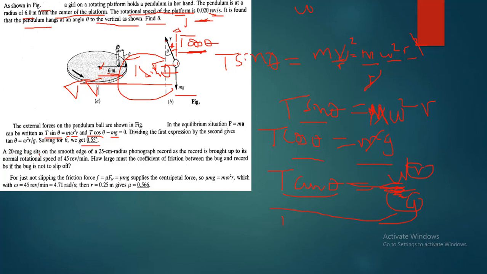Again, we have a 20 milligram bag that sits on the smooth edge of a 25 radius phonograph record. So we have a phonograph record and a bag sitting there at a 25 centimeter radius, and it is brought up to its normal rotation speed of 45 revolutions per minute. How large must the coefficient of friction between the bag and the record be if the bag is not to slip? Remember, when we move like this, the bag experiences radial movement outward.